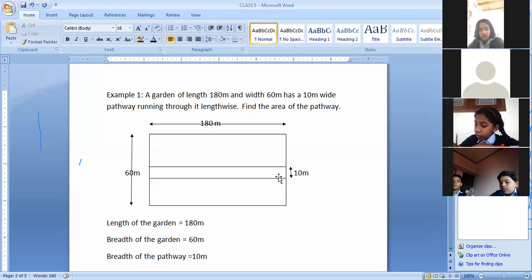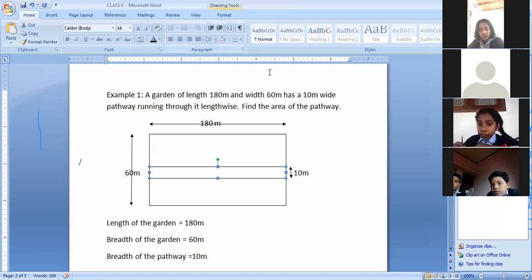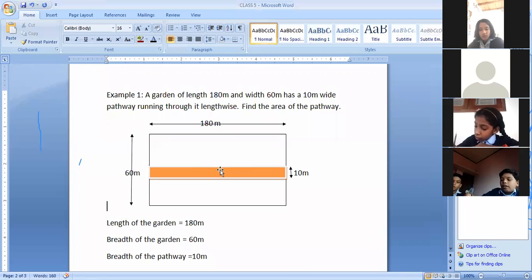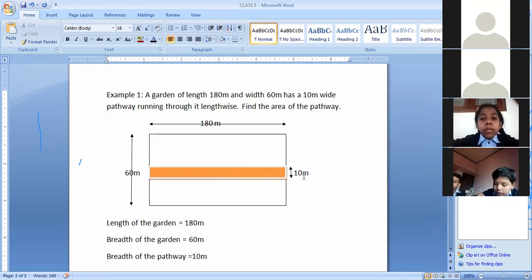Pathway also looks like a rectangle, right? This is the pathway. Can you identify the pathway? This is the pathway. It looks like a rectangle, right? Its breadth is 10 meter. It's given in the question. Breadth of the pathway is 10 meter. Can you tell me the length of the pathway?